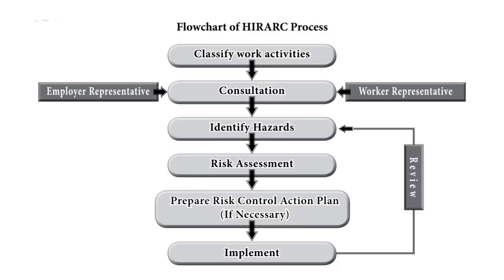This is a typical Hirarc work process. It starts with classifying work activities in the workplace, followed by interviewing the representatives from the workplace to understand the work processes. After classifying work activities, we proceed to identify the hazards, then conduct risk assessment and decide if risk is tolerable, and apply control measures if necessary.